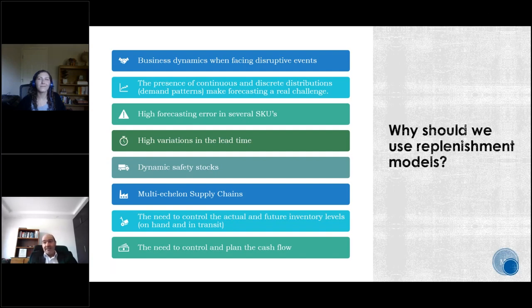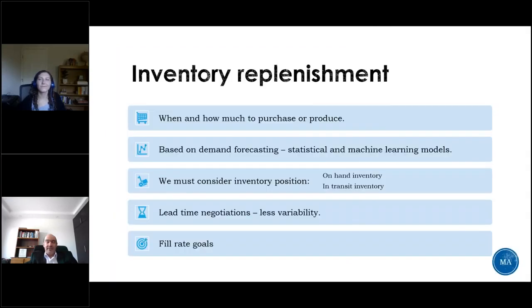Multi-echelon supply chains need to control the actual and future inventory levels. If you don't see future inventory levels, it's going to be very tough to make the right decisions. So I'm going to show you here how to do those calculations, and I'm going to show examples of the type of decision that you can improve by using these models. And they need to control and plan for cash flow. That's always a must in every strategy, in every company, in every organization.